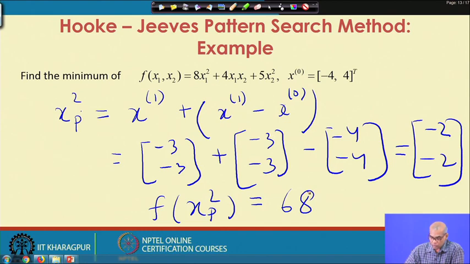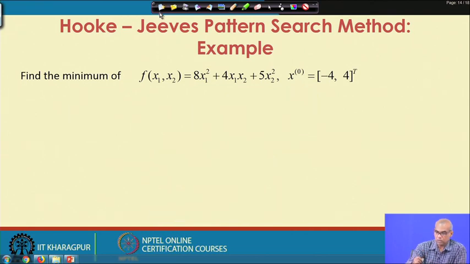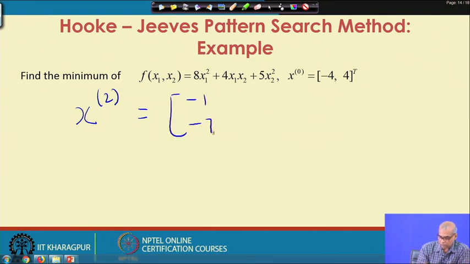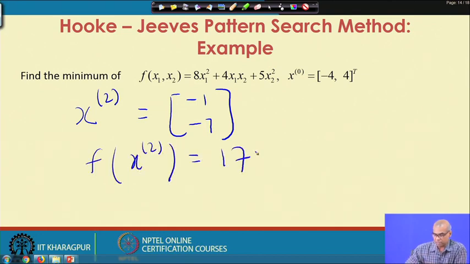Now, we will perform exploration around this point, which is x p 2. If you do this, you will see that the positive increment on x 1 and positive increment on x 2 will produce a success, and the result will be x 2, which is -1, -1, and f at this point the value will be 17. See, the function value has improved.